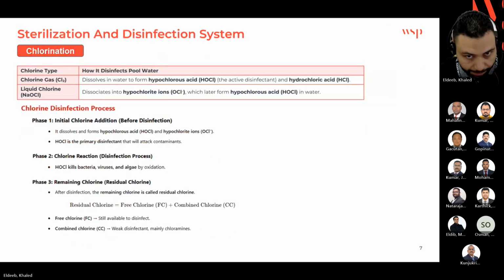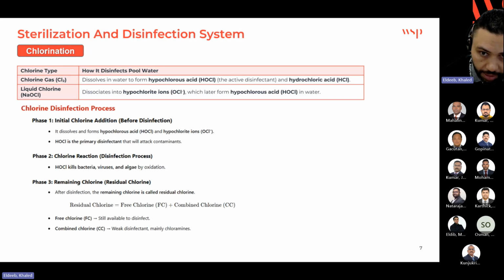There are many disinfection systems, okay, but chlorine is the main disinfectant in pools. Even if we have ultraviolet or ozone or any other type of disinfection, still we have to dose chlorine for complete sterilization.